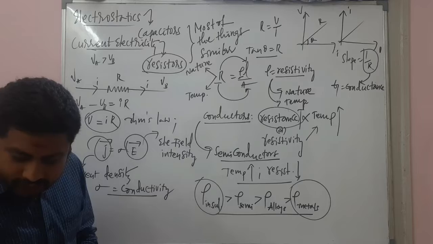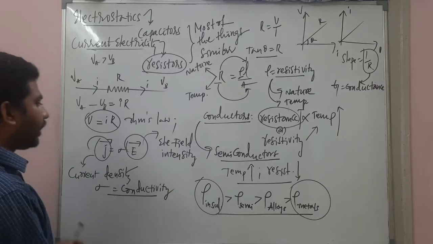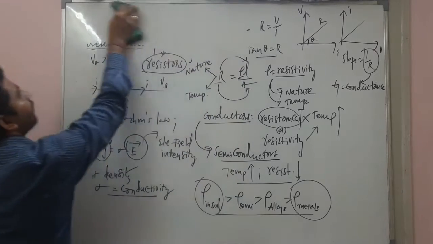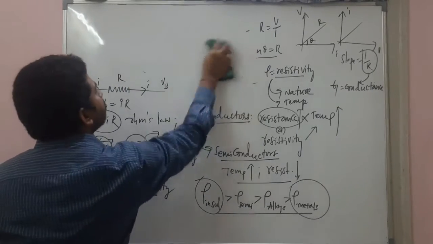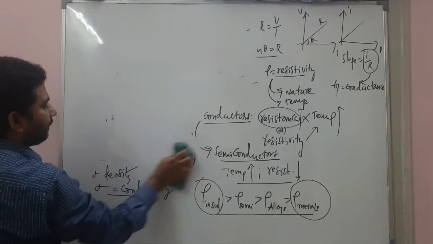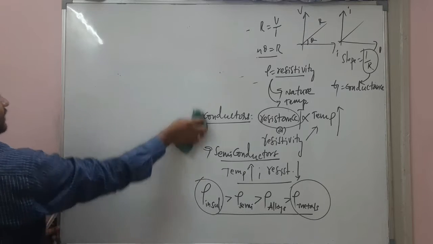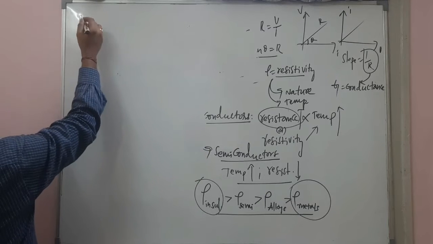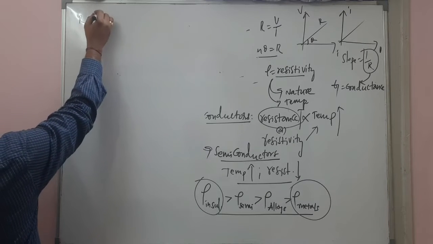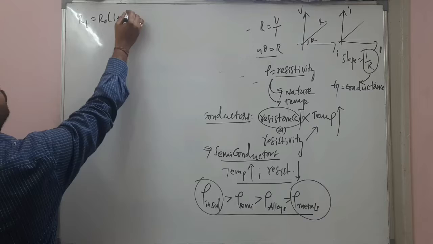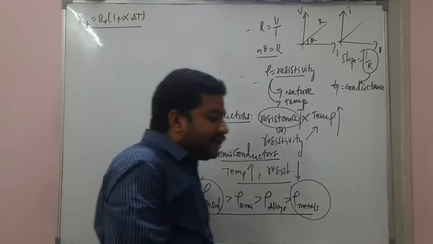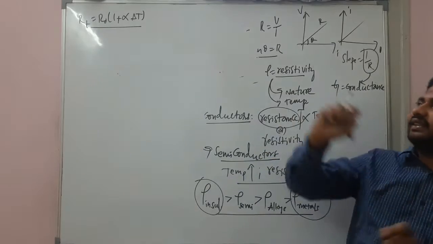Now, let's talk something more about temperature dependence of the resistance. Alright, now let's start. We know generally R_T is equal to R naught into 1 plus alpha delta T. The general expression for the relation between resistance and the temperature.